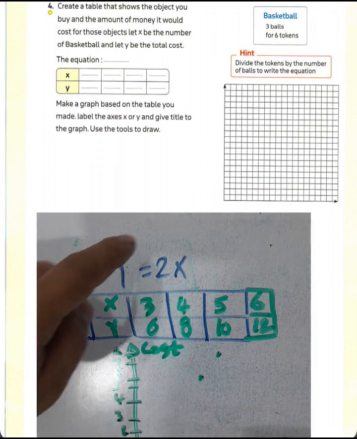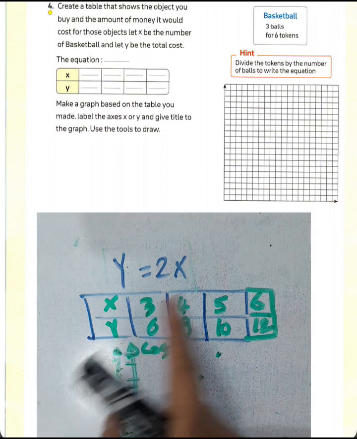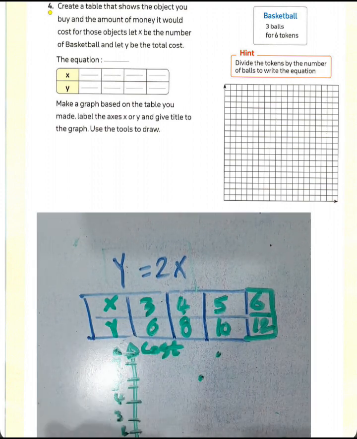Okay, y equals 2x, where 2 is the price of each one. If you want to get 3 basketballs, 3 times 2 equals 6. The cost here will be 6: 3 balls for 6 tokens. That means 3 times 2 equals 6 from this table.